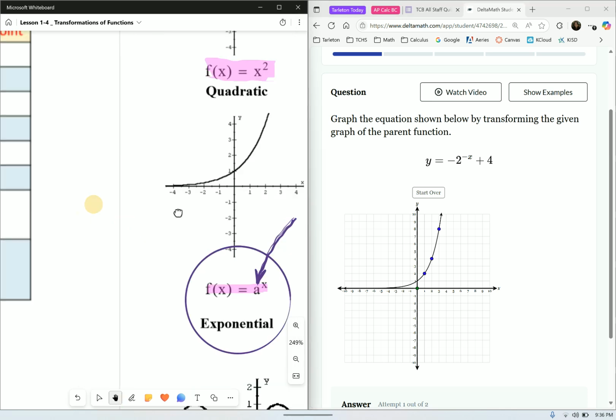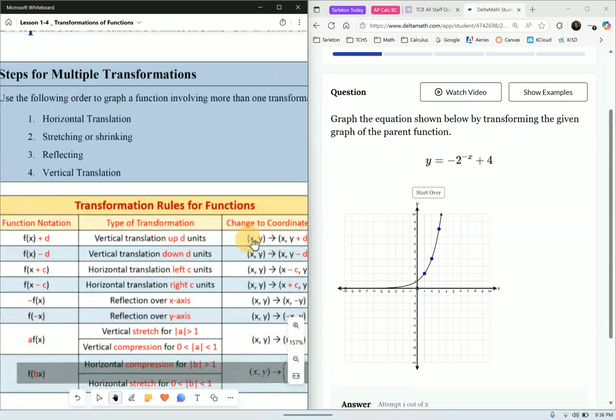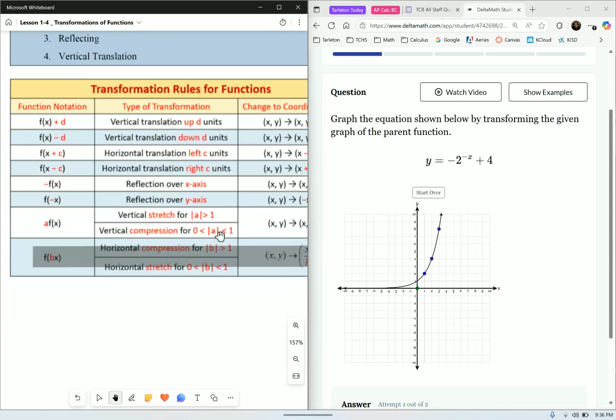So let's go through the chart. The first thing we ask ourselves, does it have a horizontal translation? Nothing's adding or subtracting to the x. Stretch or shrink, there's nothing in front of that 2. To give you an example what it would look like if it did, let's throw in a coefficient of 3. It would be like this, -3 times 2 to the negative x plus 4.